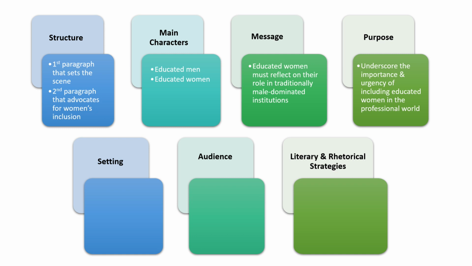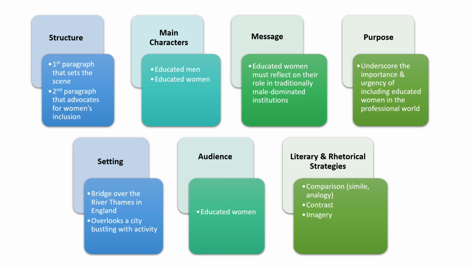This passage has a unique setting, which is the bridge over the River Thames in England, and this bridge overlooks a city bustling with activity. The audience of this piece is educated women, and the author speaks to these women directly. Some literary and rhetorical strategies include comparisons in the form of a simile and analogy, contrast, imagery, repetition, rhetorical questions, and symbolism. All of these strategies are intended to persuade the reader that the issues raised in the passage are worthy of further contemplation and action.